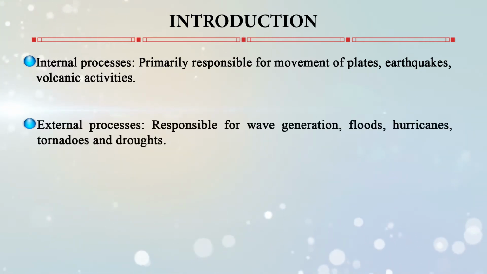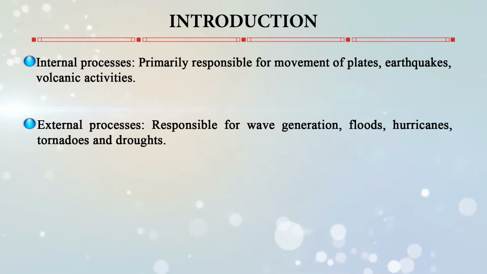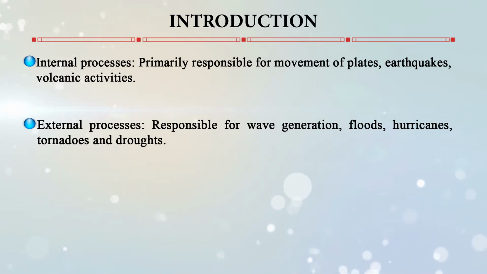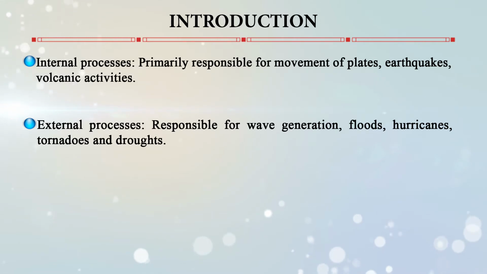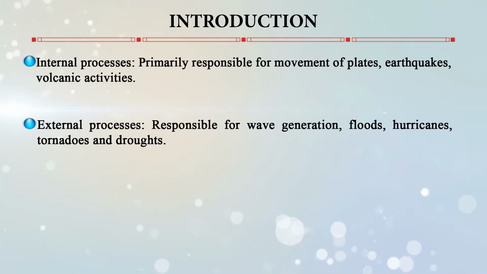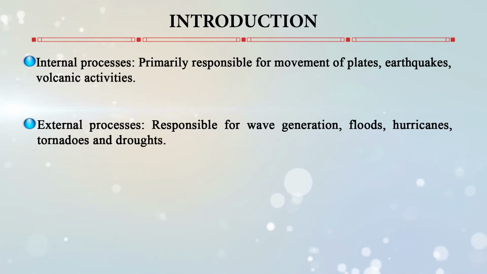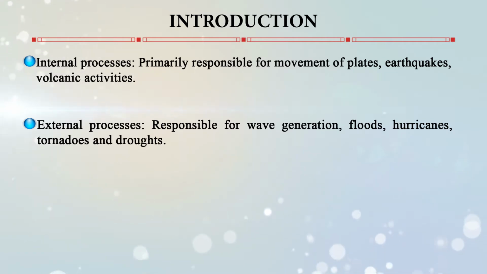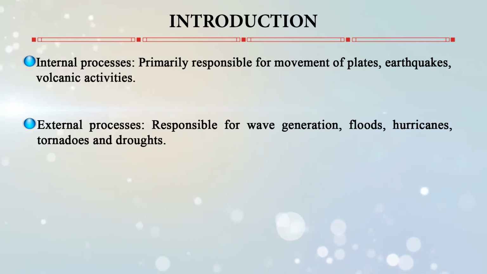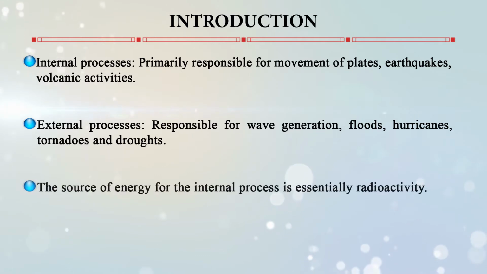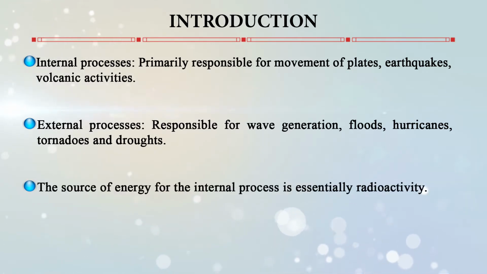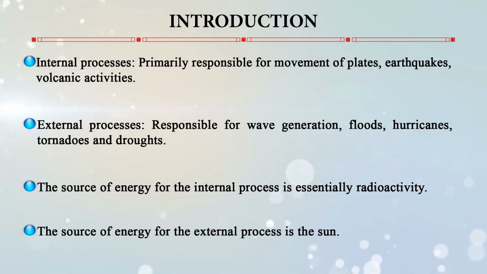The external processes, that means something which is external, are responsible for wave generation. It could be for the floods, for hurricanes, for tornadoes and drought formations. So where does all the energy for these two processes come from? The source of energy for the internal process is essentially radioactivity, and the source for the external process is the sun, that is the solar energy.